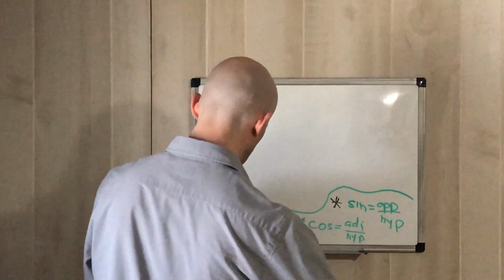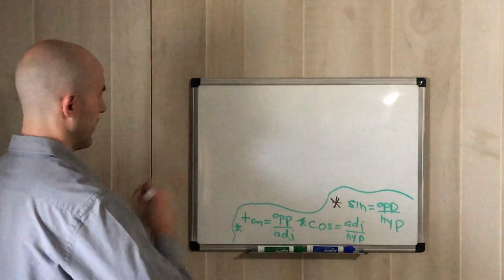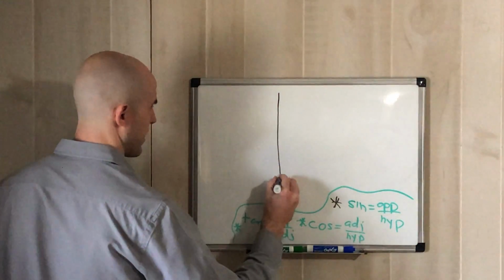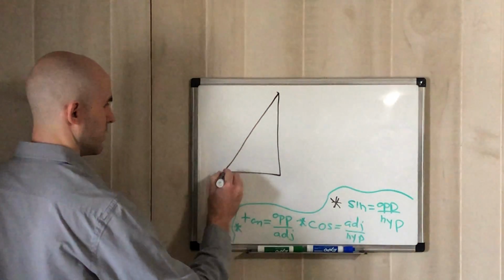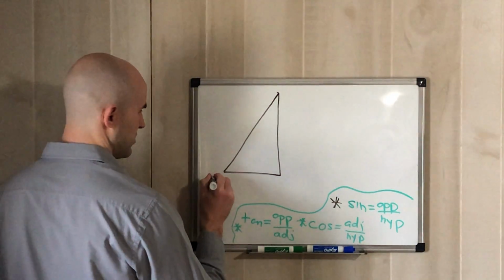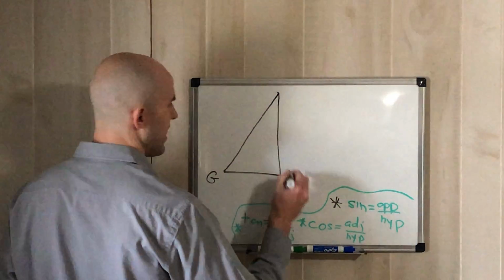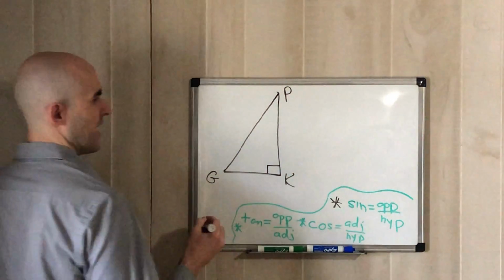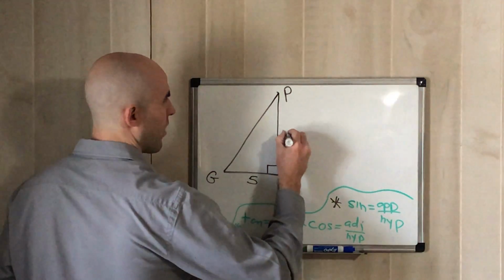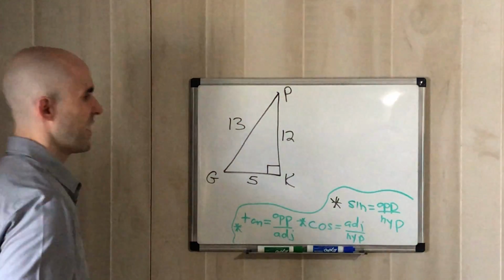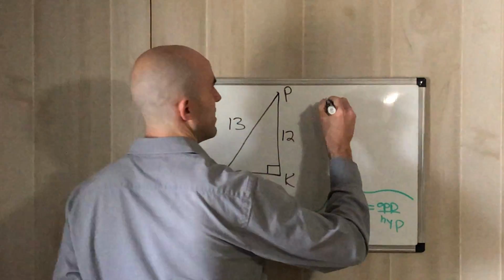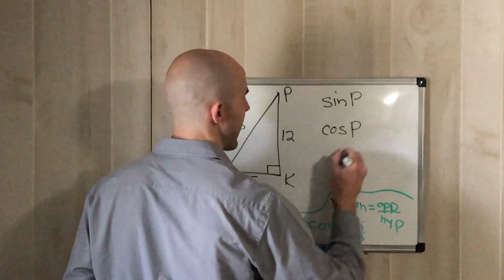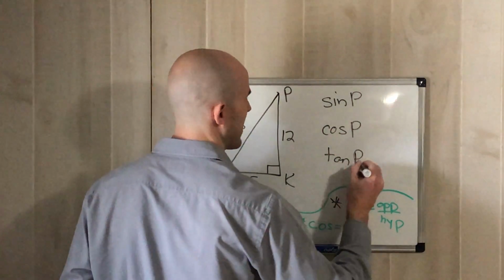Let me do one more. So I'm going to give you a triangle. Right. Triangle there. I'm going to call this angle G. I'm going to call this angle K. I'm going to call this angle P. Right? And again, we need a right angle. And I'm going to make this 5. I'm going to make this 12. And I'm going to make this 13. And I'm going to ask you just to set up sine of P, cosine of P, and tangent of P. Right? I want to set up those three.